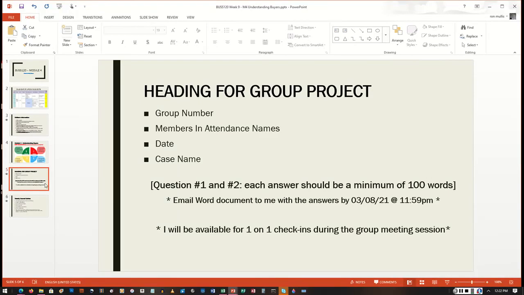Now, the next couple of things we're going to discuss are related to assignments in the class. The first being, I emailed everyone the case that we'll be working on today. You have to do question number 1 and question number 2. I actually emailed something out last night. I didn't like that case. I selected a different case for everybody. I sent it out this morning. So the email that I sent out this morning, make sure you do question number 1 and question number 2. Each answer should be a minimum of 100 words, and it's due by today at 11:59 p.m.